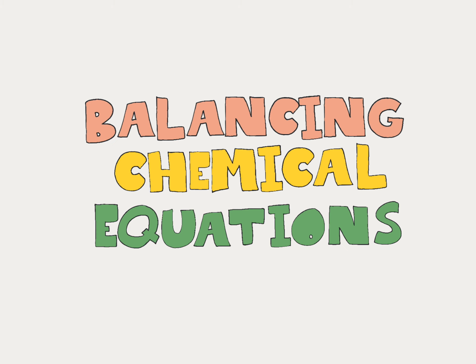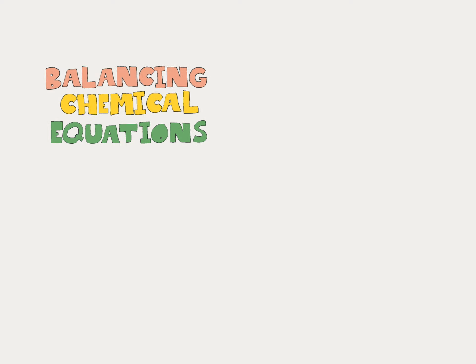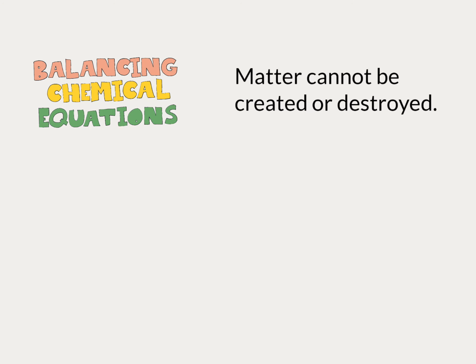Now that we know what a chemical equation is, we can learn how to balance one. Why is balancing important? Because according to the law of conservation of mass, matter cannot be created or destroyed. To see how this applies to chemical equations, let's take a look at the same reaction as before. H2 plus O2 yields H2O.